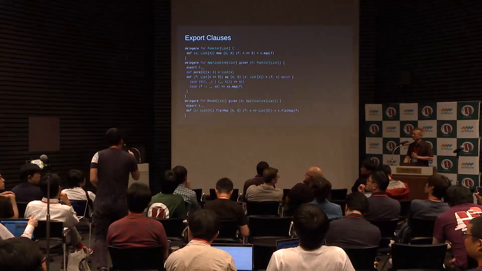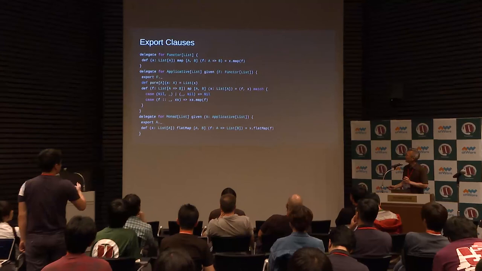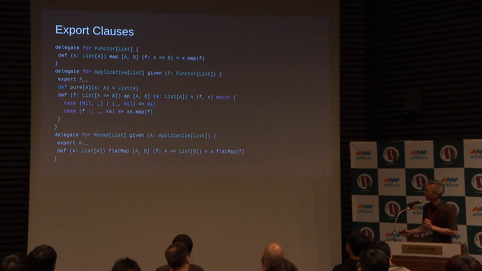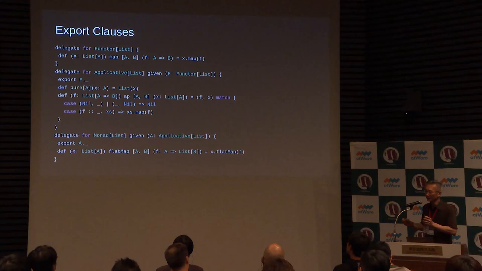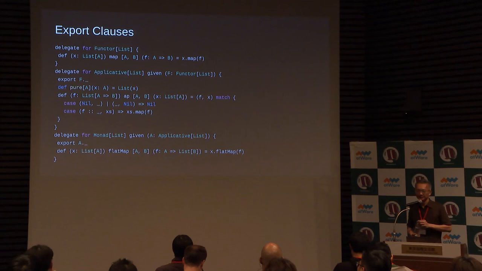In this example, can that F be replaced with any arbitrary expression, or is it just the object? I think F has to be some object. You can export F dot map, F dot whatever. You can list the methods if you like. More like the import. Yes, the opposite of import. Okay. That's why it's called export. Any more questions? All right, thank you.